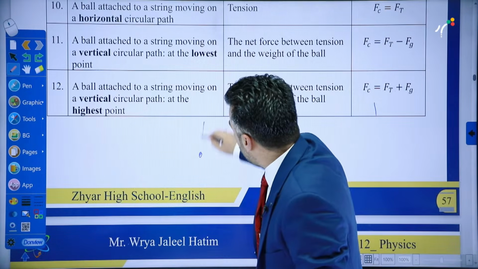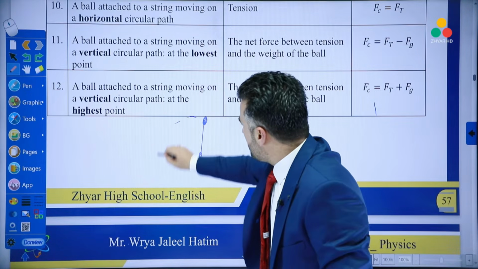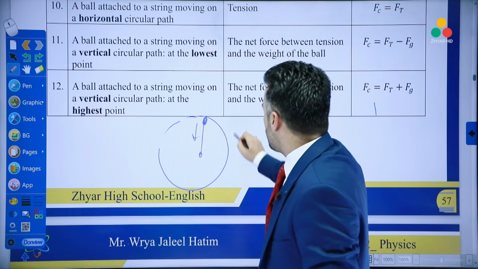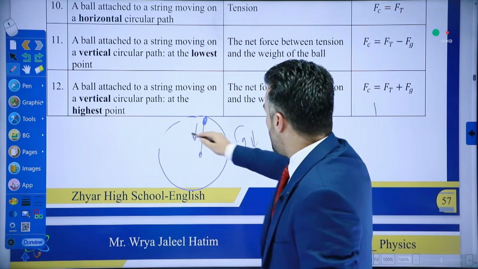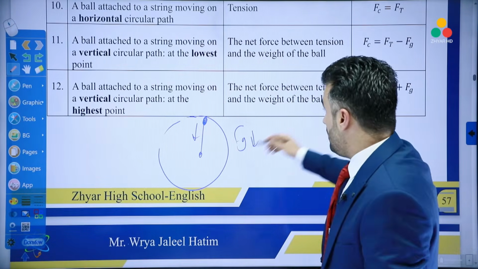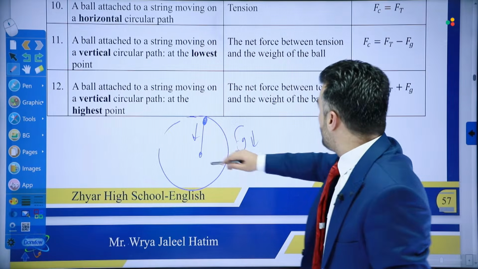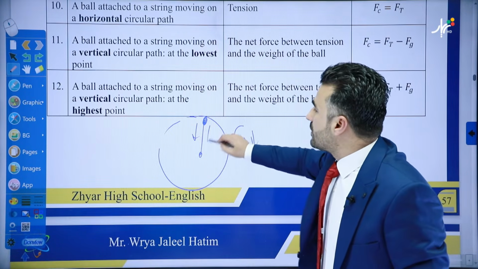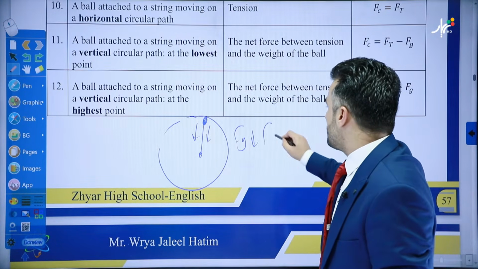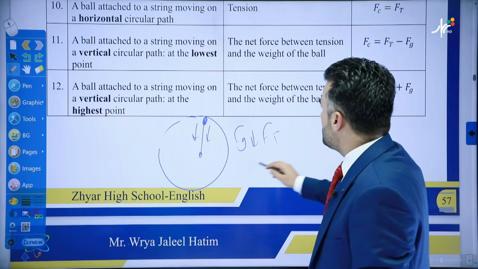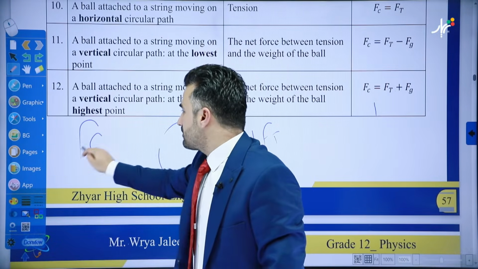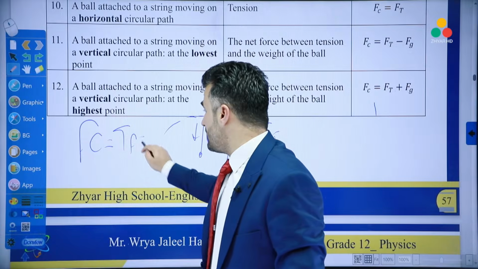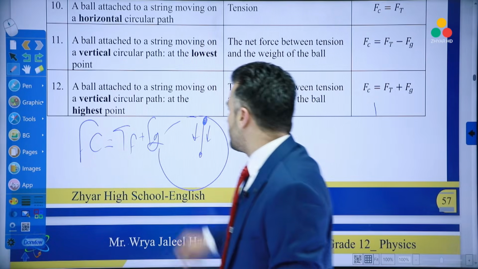So let's say here's the ball at the highest point. Let's say this is the circle, gravitational force Fg is downward, of course, and then we can also say tension force would be downward as well, because that is the case. So in this case, centripetal force equals tension force plus what? Plus Fg, of course.